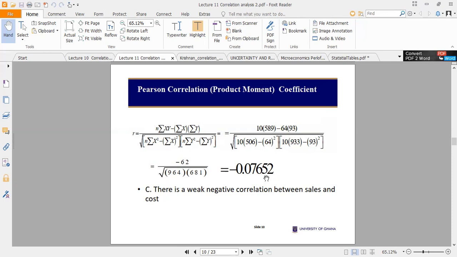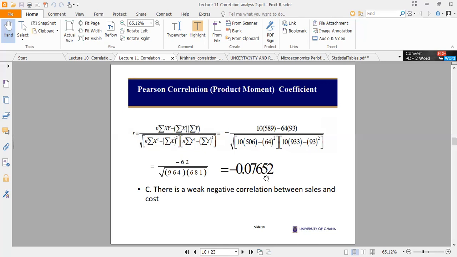So we use the interpretations that we give. Minus 0.07 is greater than minus 0.5. So we have a weak or a low negative correlation between sales and cost. If it's weak like this, you can't really use it for prediction. The correlation is not very, very strong. So it's possible that cost will even increase, but you wouldn't see a fall in sales.